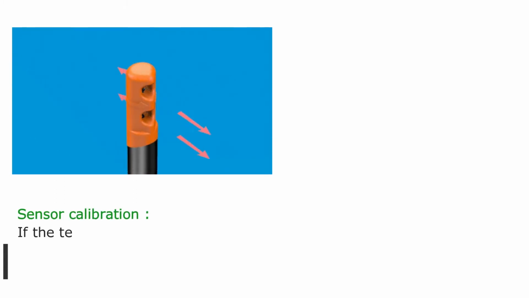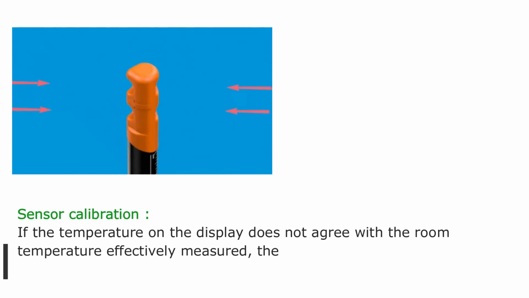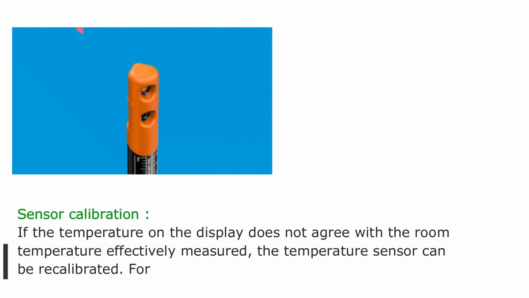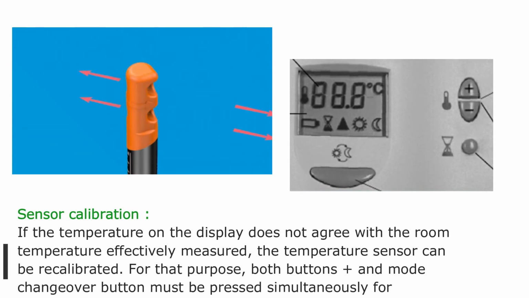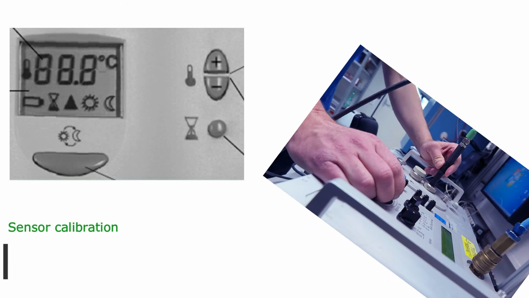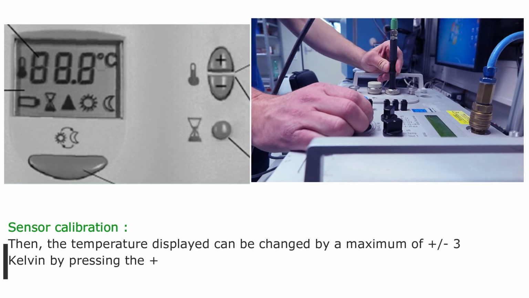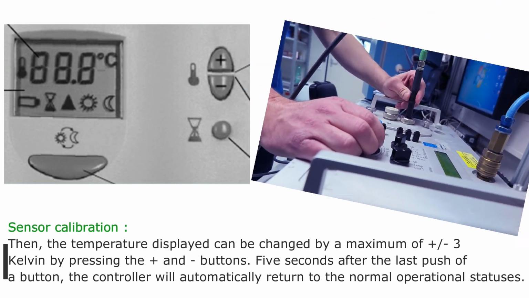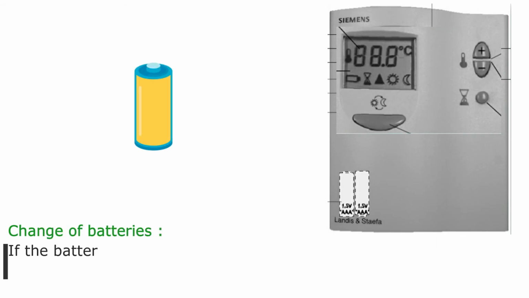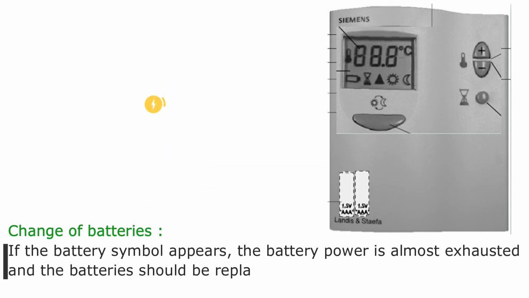Sensor calibration. If the temperature on the display does not agree with the room temperature effectively measured, the temperature sensor can be recalibrated. For that purpose, both the plus button and the mode changeover button must be pressed simultaneously for 3 seconds. Then the temperature displayed can be changed by a maximum of ±3 Kelvin by pressing the plus and minus buttons. 5 seconds after the last push of a button, the controller will automatically return to normal operational status. Change of batteries. If the battery symbol appears, the battery power is almost exhausted and the batteries should be replaced.